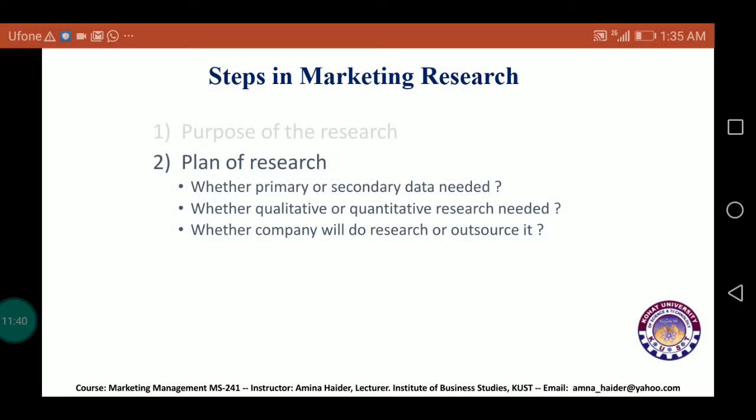And the third step is whether the company will do the research or outsource it. Most companies have their own marketing research department, like an R&D department, that can perform a variety of research. A decision has to be made whether the marketing research department has the ability to do a particular type of research, or whether all or part of the research should be contracted to a research supplier.